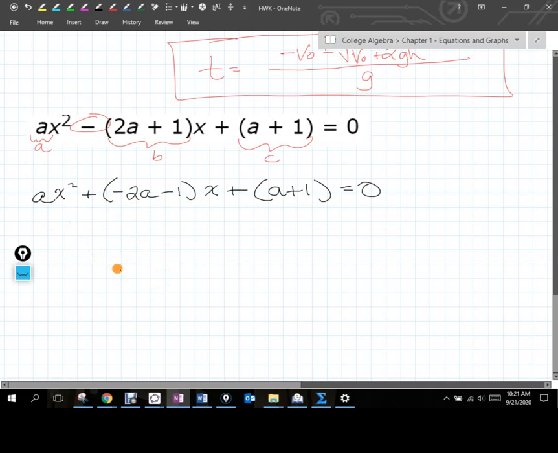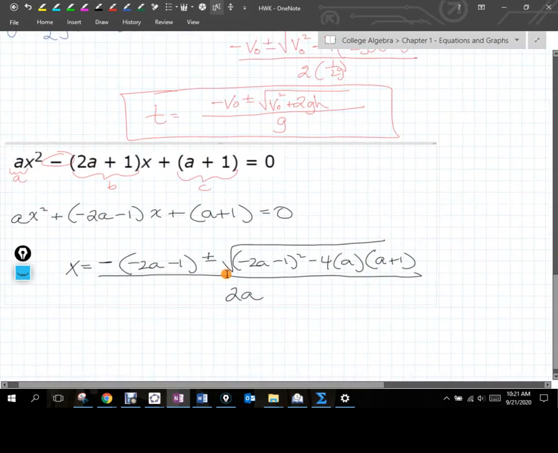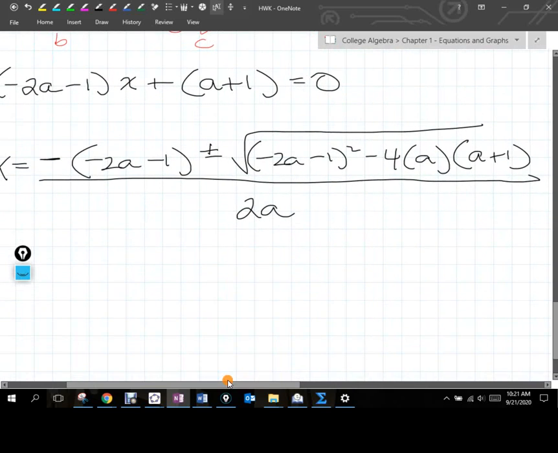So now if I go, my variable x is equal to the opposite of b, okay? So I'm just going to write the opposite of negative 2a minus 1. That's b, right? That's the opposite of b, plus or minus. Now b squared, so negative 2a minus 1 squared, minus 4a is a, and c is a plus 1, right? All over then 2a. All right? So we need to get that. If we can't get that, then the simplification that we're going to do here in a moment is pointless.